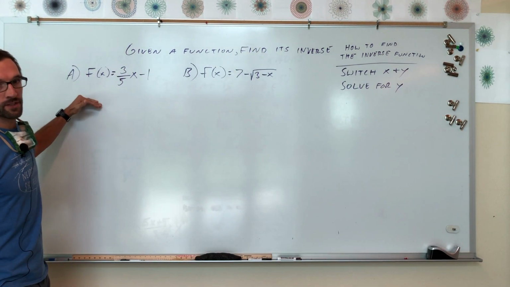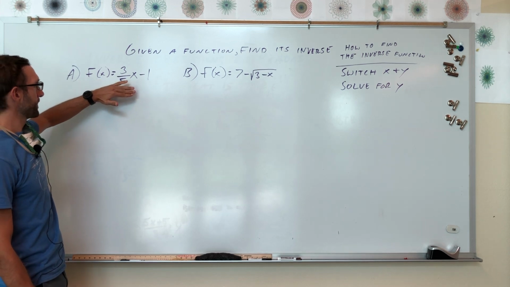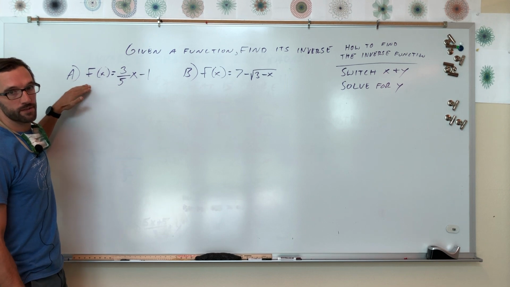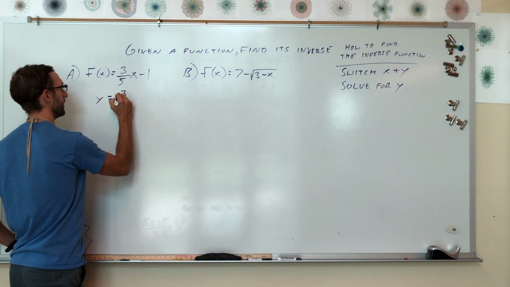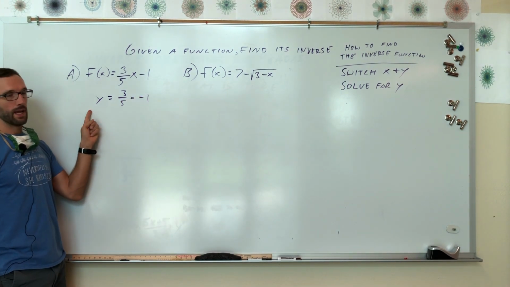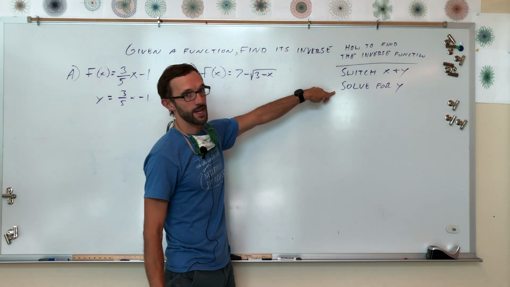So here's our first function. f of x equals 3/5 x minus 1. Well, there's no y here, so let's put it in. Great. We have a y now. Now the rules say to switch x and y and then solve for y.